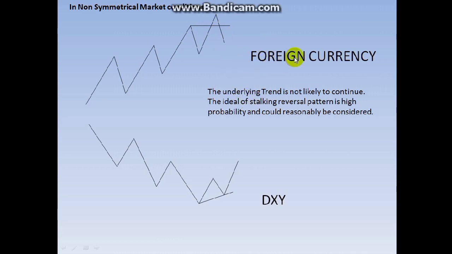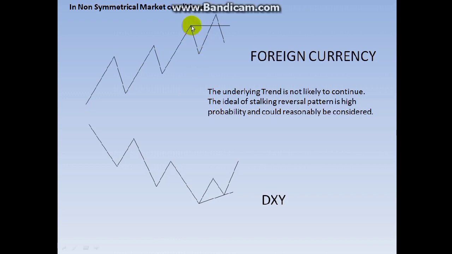Flipping it over, we have foreign currency right here and the DXY. So as you can see, foreign currency made a higher high, but the DXY failed to make a lower low, right? So the underlying trend is likely not to continue. Okay, so the idea of a reversal pattern is high probability and could reasonably be considered.